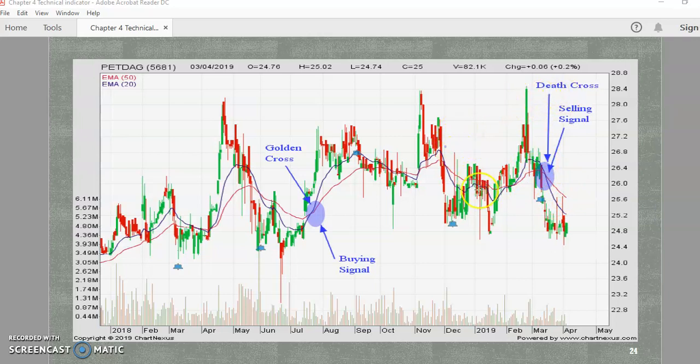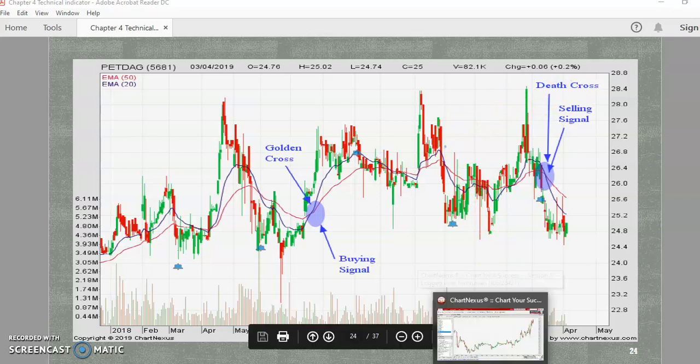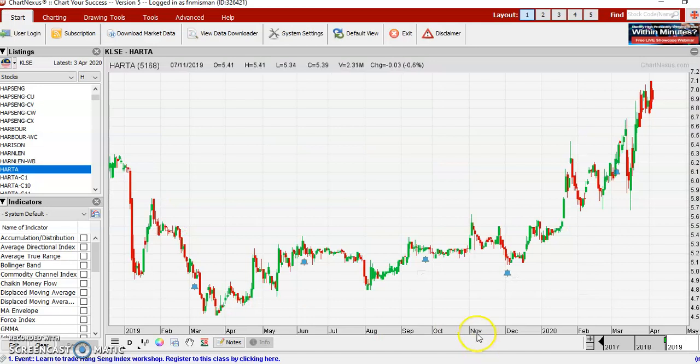Okay, let's see in Chart Nexus how we plot the EMA. I'm using the chart for Harta. We choose EMA from the indicators tab. If you look in this indicator tab, there is no EMA. As I mentioned in the previous video, you can just choose moving average. You can choose any of the choices under moving average, for example, the first one.